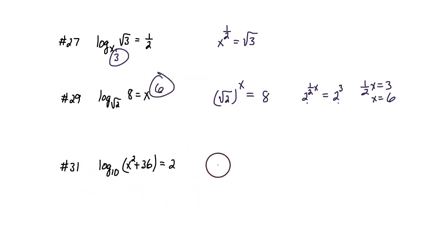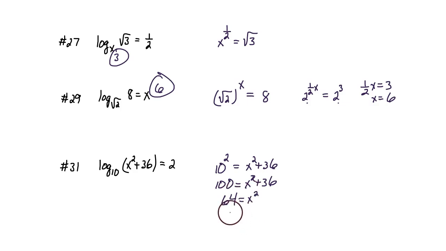Number 31, the base is 10, the exponent is 2, and the argument of the logarithm is x squared plus 36. Now solve this equation. 100 equals x squared plus 36. Now subtract 36 from both sides. 64 equals x squared. And now do a square root. X is the positive and negative square root of 64, which is positive or negative 8.